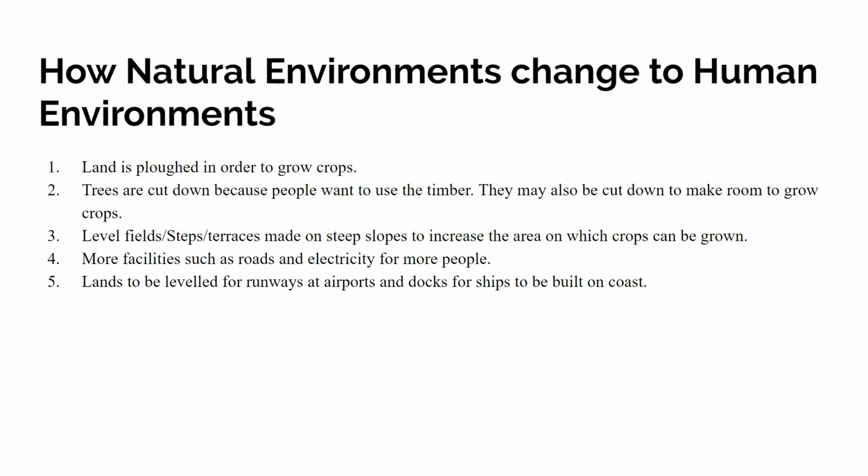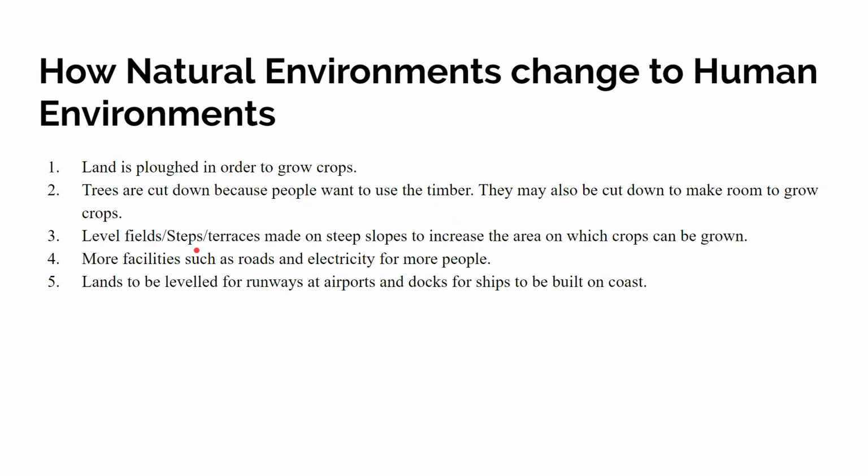Now, how do natural environments change to human environments? Well, in a natural environment, let's say land is plowed in order to grow crops. To plow is basically to break down the soil into smaller pieces so you can grow crops over there. Then trees are cut down because people want to use timber. We know that trees give us timber, and timber is used in furniture. They may also be cut down to make room to grow crops. We have already read that in natural vegetation, in order to grow farmlands, we need to clear an area, we need to cut down the trees.